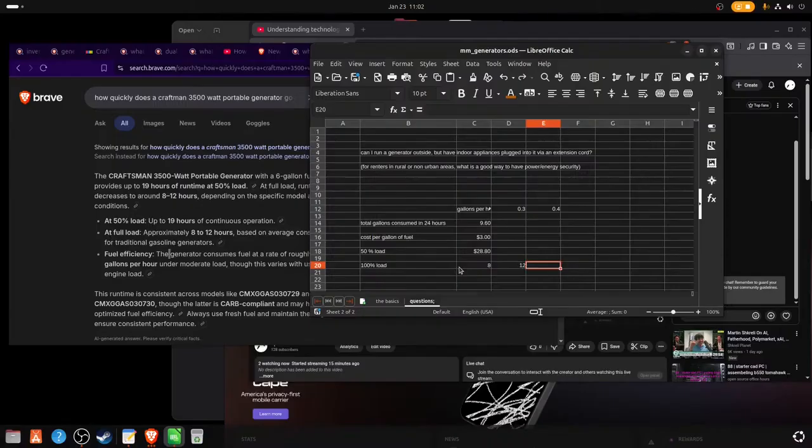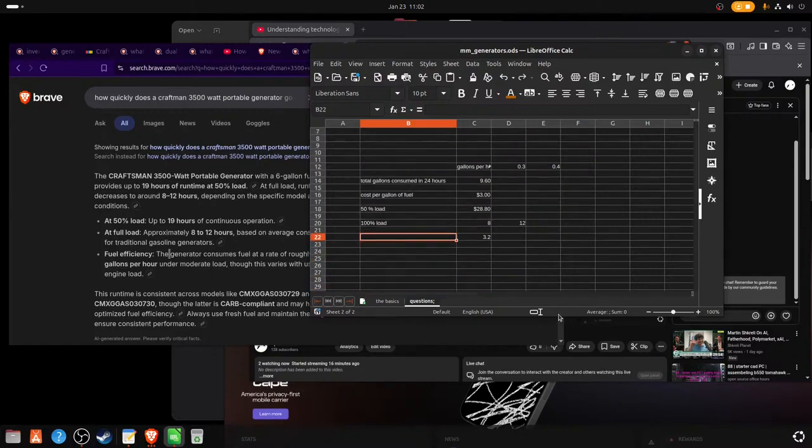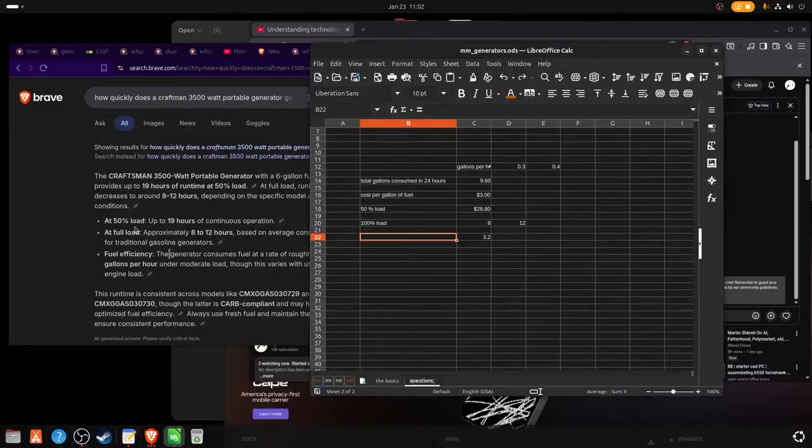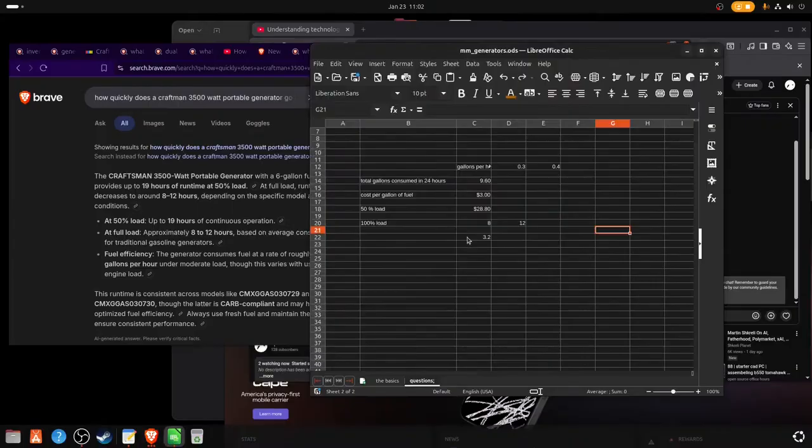So we'll do this times this times that. Is that right? 3.2 gallons? No, that doesn't make sense. I'm too tired for this right now. No, because it's a 6-gallon fuel tank. Okay, so a 6-gallon fuel tank, and it only lasts 8 hours.